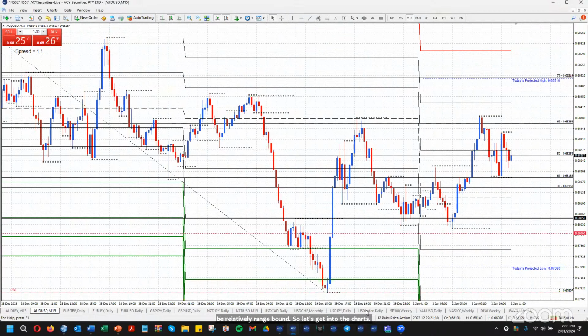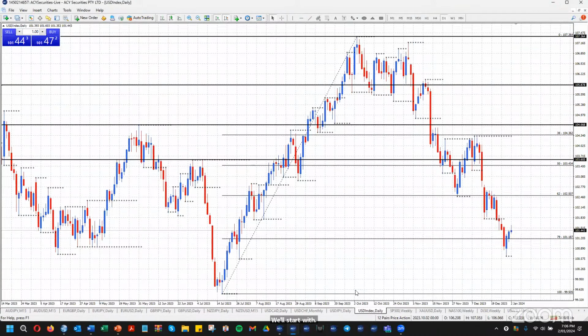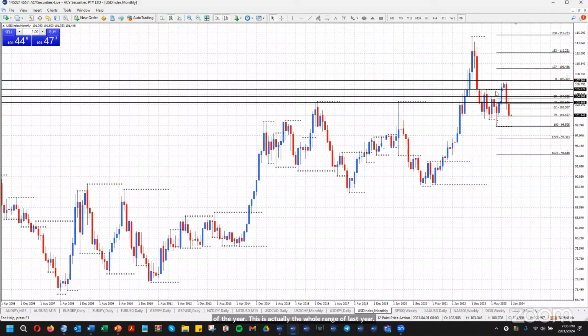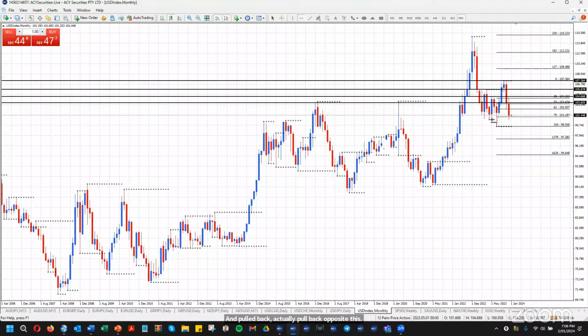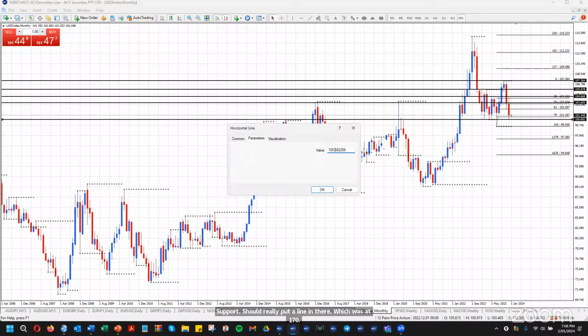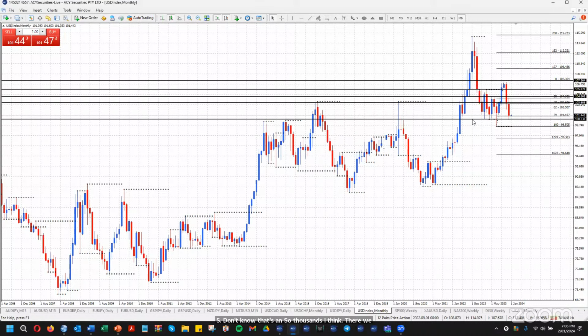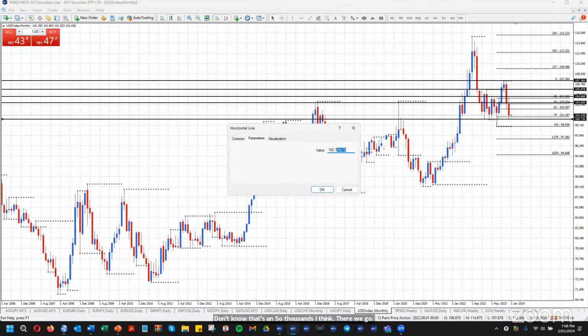We'll start with the dollar index. Now, interestingly, as we got into the end of the year, this is actually the whole range of last year, low to high. We go to the monthly chart. And we pulled back. We actually pulled back opposite this support, which was at 170 and an eighth. I should really put a line in there. It's a thousandth, I think. There we go. And then I just went and moved it.